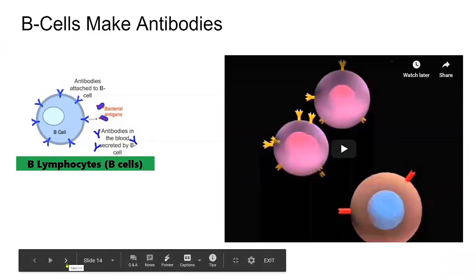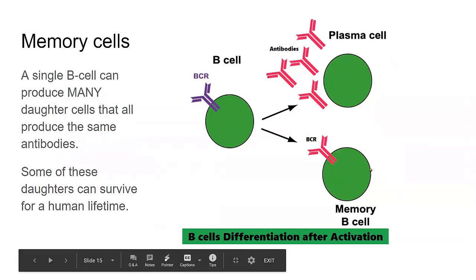But you only maybe have one for smallpox in the beginning. But after you've been exposed once, maybe you have 1,000. And so that's what these are.